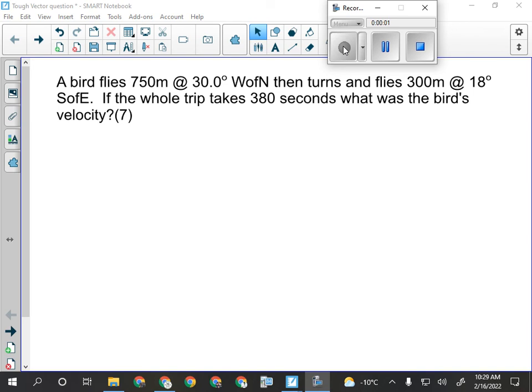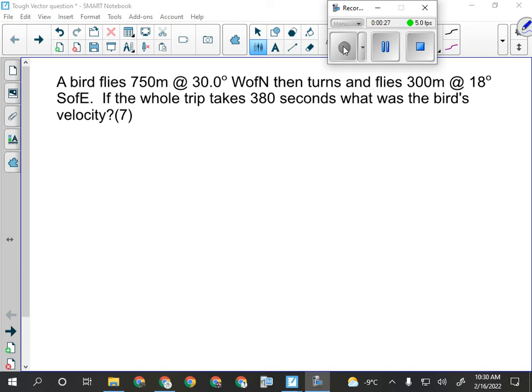Okay, so for this one, scale's important. There's a lot of backtracking that happens in this particular question. So my first vector is 750 meters, and it's definitely the longer of the two, and it is 30 degrees west of north. So when I'm drawing my diagram, I always draw my reference line in the direction of the second direction I was given.